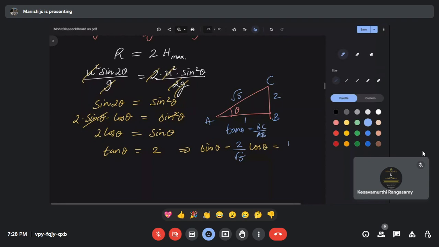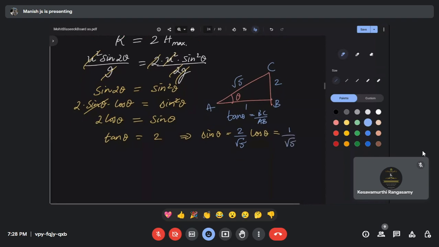Cos is 1 by root 5. Now once you have sine and cos, you can find out the horizontal range, don't you? So what is the horizontal range? Tell me the formula. Horizontal range is equal to u square sine 2 theta by g.